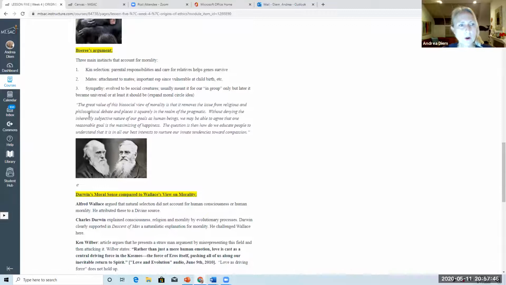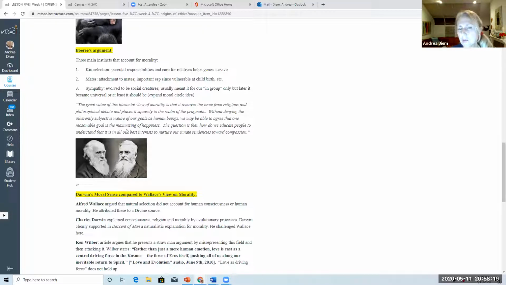And here's a quote from Bowery's argument. The great value of this biosocial view of morality is that it removes the issues from religious and philosophical debate and places it squarely in the realm of the pragmatic. Without denying the inherently subjective nature of our goals as human beings, we may be able to agree that one reasonable goal is the maximization of happiness. The question then is, how do we educate people to understand that it is in their best interest to nurture our innate tendencies towards compassion?